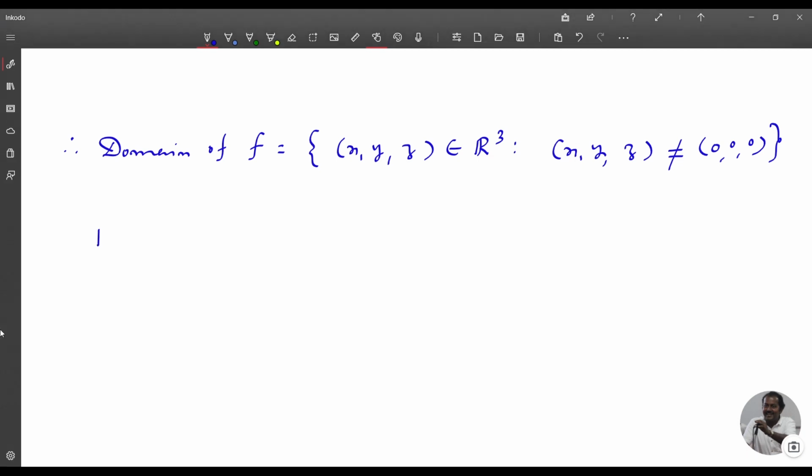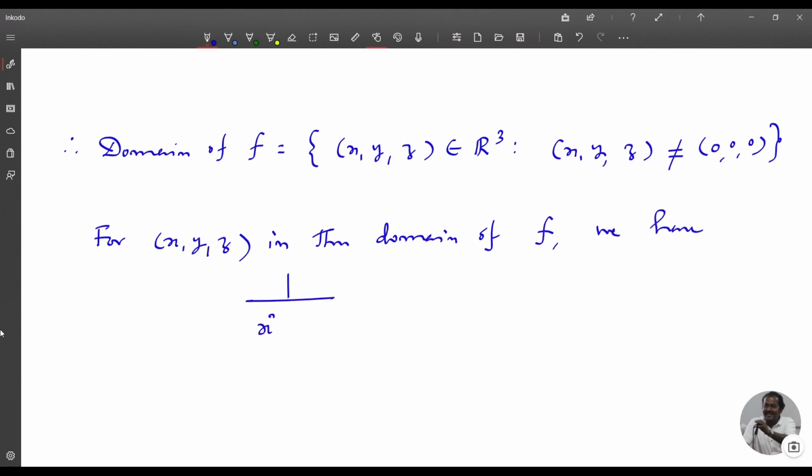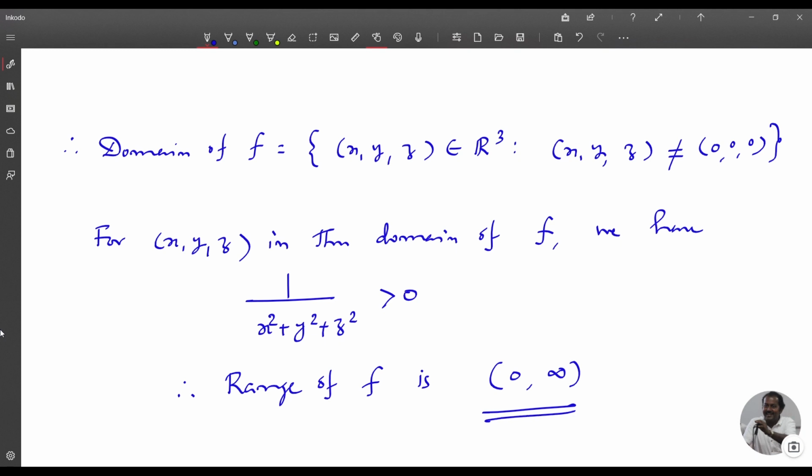Now for x, y, z in the domain of f, we have 1 by x square plus y square plus z square is greater than 0. Therefore, the range of f is open interval 0 infinity.